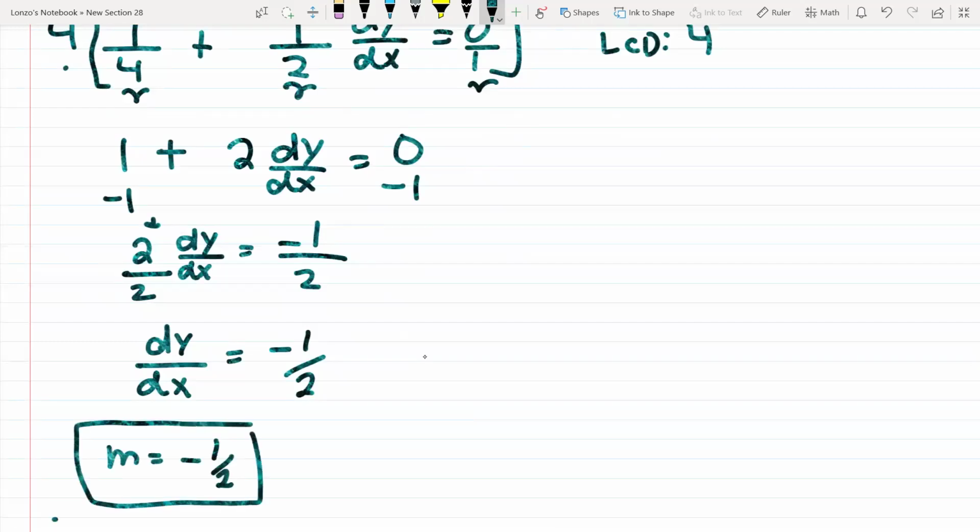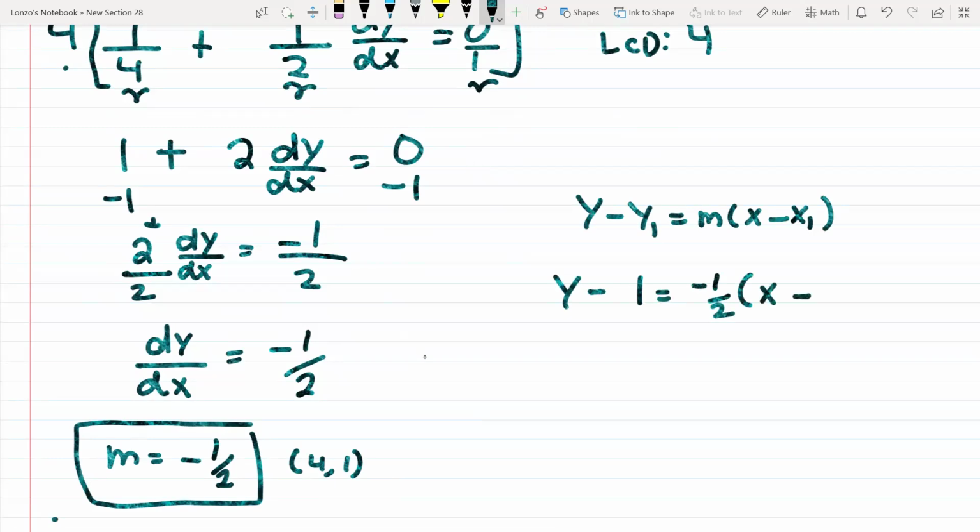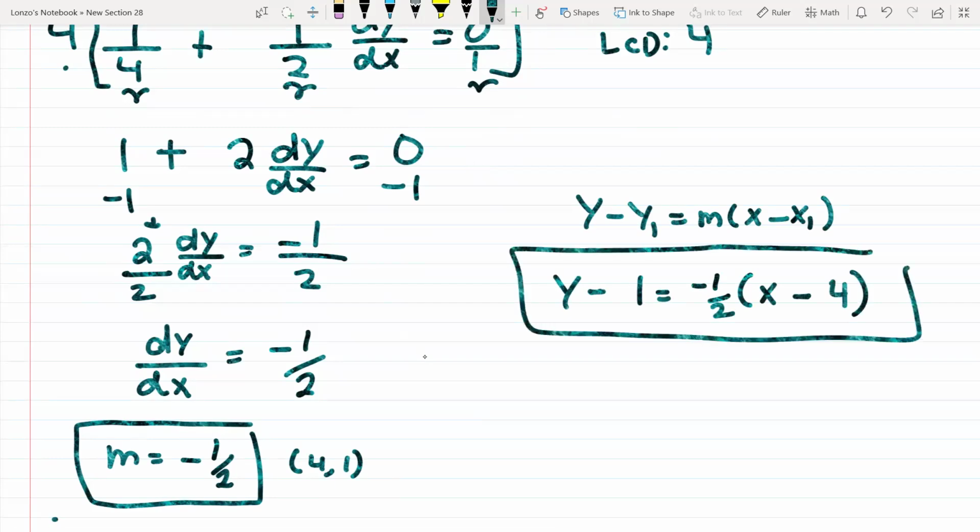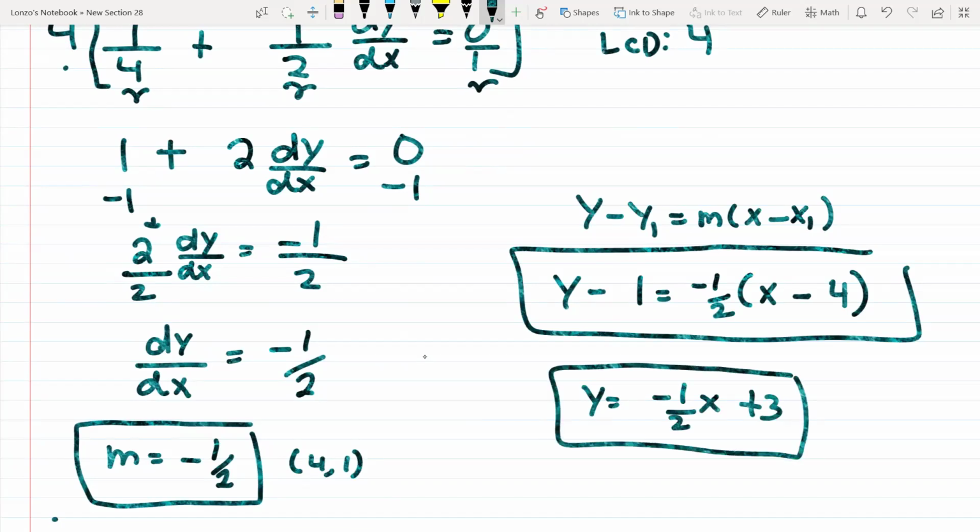Okay, so do we have everything? Yes, we have the slope, and we have the coordinate, which is 4, 1. So now we can just put it in point slope form. It's y minus y1, which is 1, equals my slope, -1/2, times x minus x1, which is 4. You can leave it like that. If you try to solve for y, you'll get y equals -1/2 x plus 3. Either answer works.